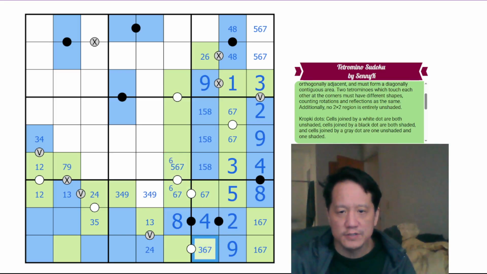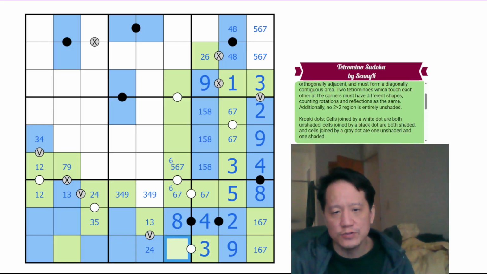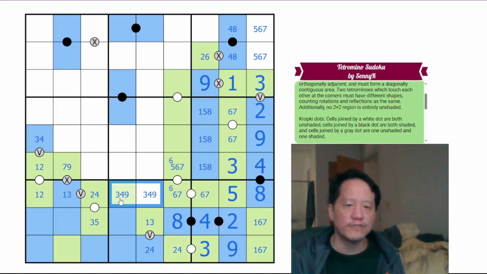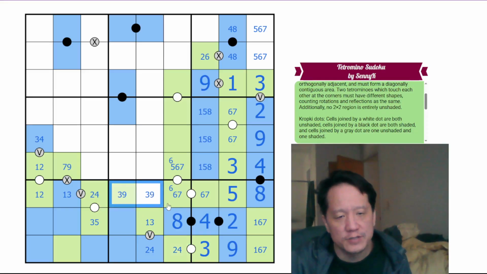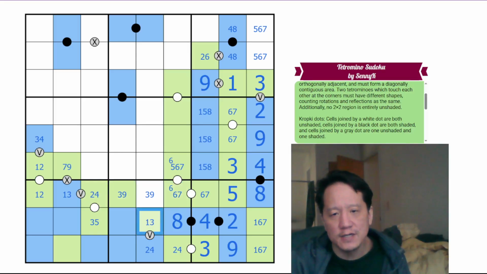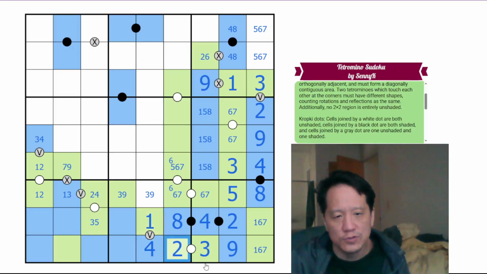That leaves us as 3, consecutive with 2 or 4. We have a 2, 4 pair in the box, so this can't be 4. This is 3 and 9, which eliminates 3 and 9 in the rest of the box. This can't be 3 or 9. It's 1 and 4, adding up to 5. This is 2. This leaves this as 5, 6, 7.